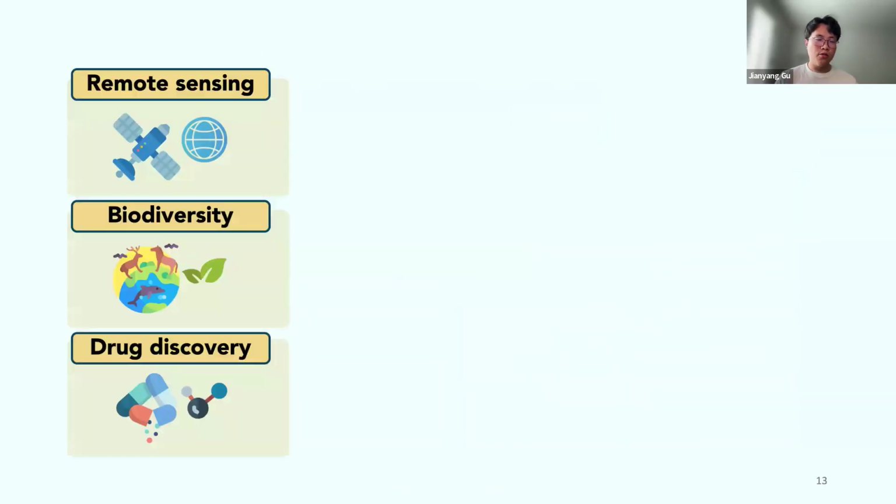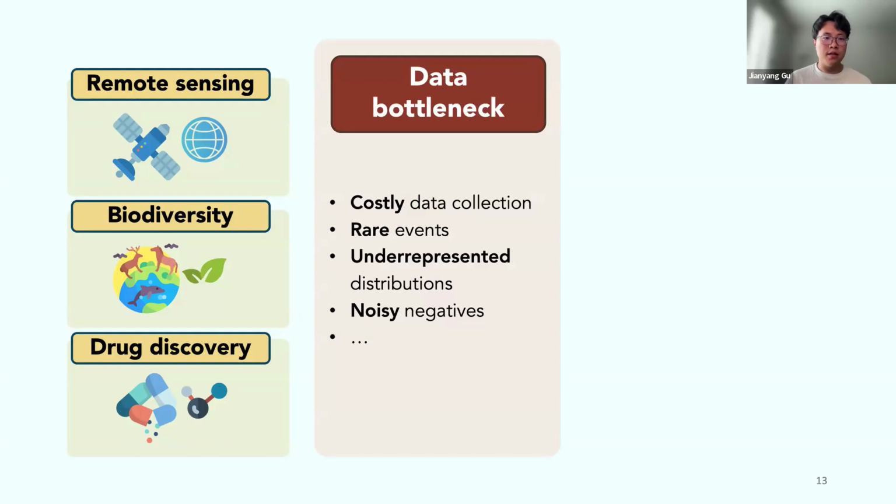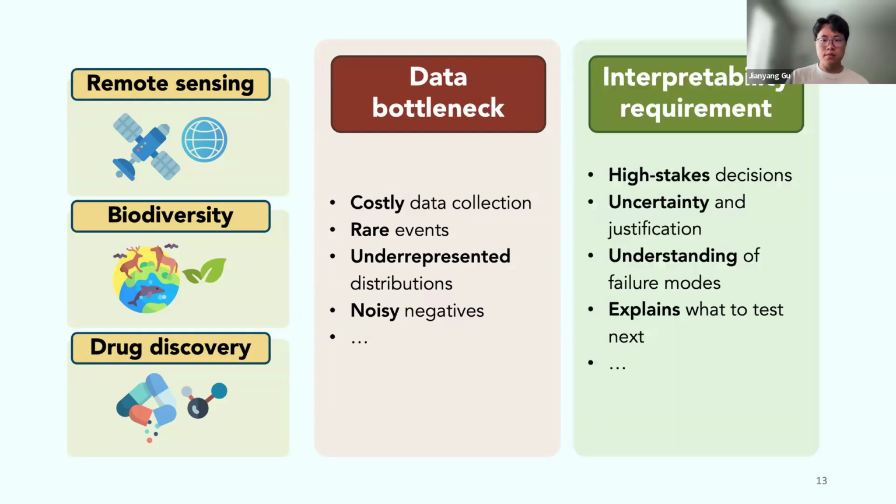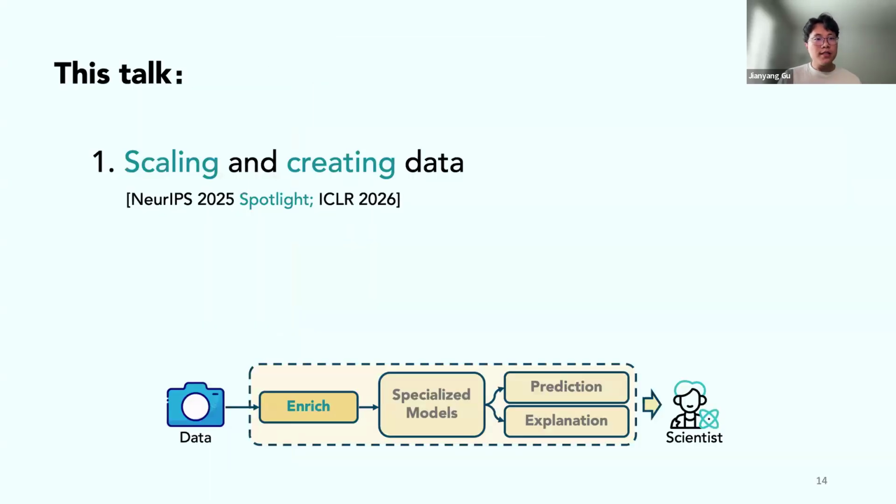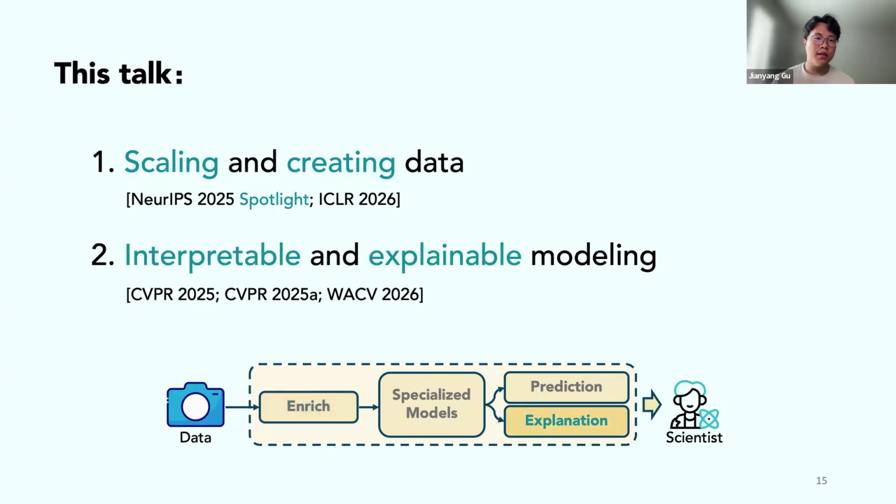And these two issues are not unique to biodiversity. They also restrict many other scientific domains such as remote sensing and drug discovery, where the collection of real-world data is costly and difficult to cover all the data distributions. On the other hand, scientific domains also require interpretability to facilitate high-stakes decisions and understanding of failure modes. So in this talk, I'm going to introduce how my research solves these two challenges: scaling and creating data, as well as interpretable and explainable modeling.